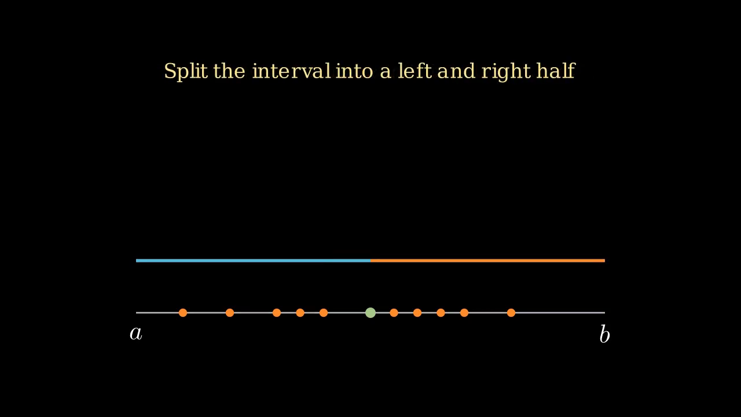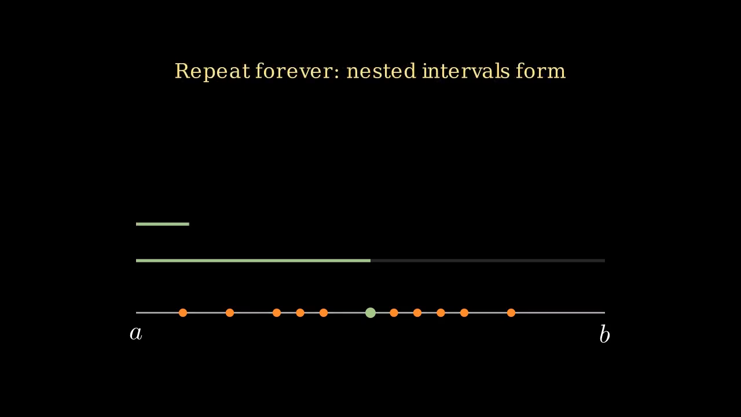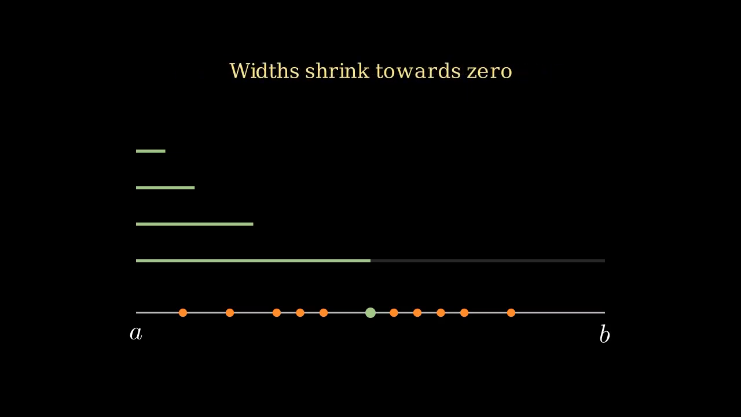Since the whole interval contained infinitely many terms, at least one of these two halves must also contain infinitely many terms. We choose that half, whichever one it is, and throw away the other half completely. We repeat this process forever, each time splitting the current interval in half and always keeping the half that still contains infinitely many terms. This produces a sequence of nested intervals, each one sitting inside the last, and each one exactly half the width of the one before.